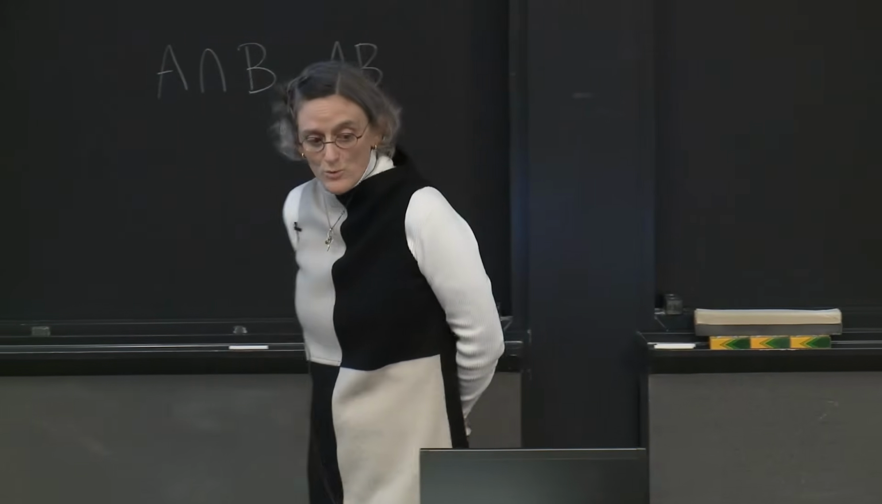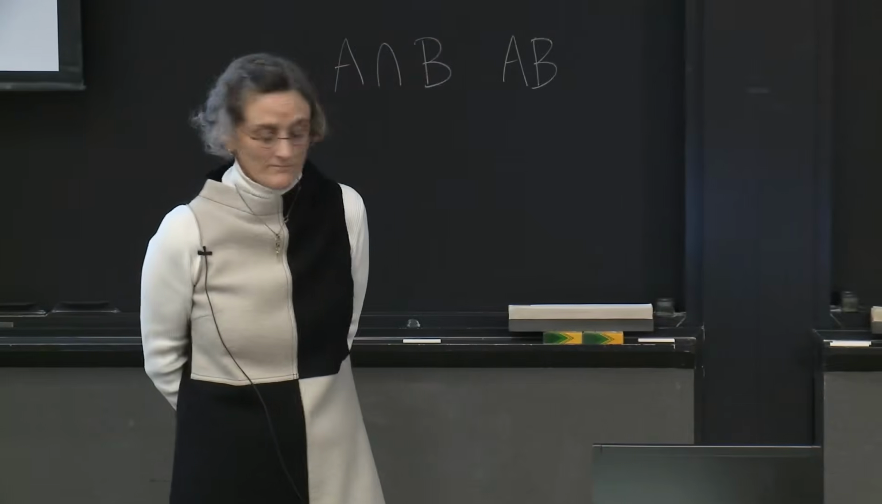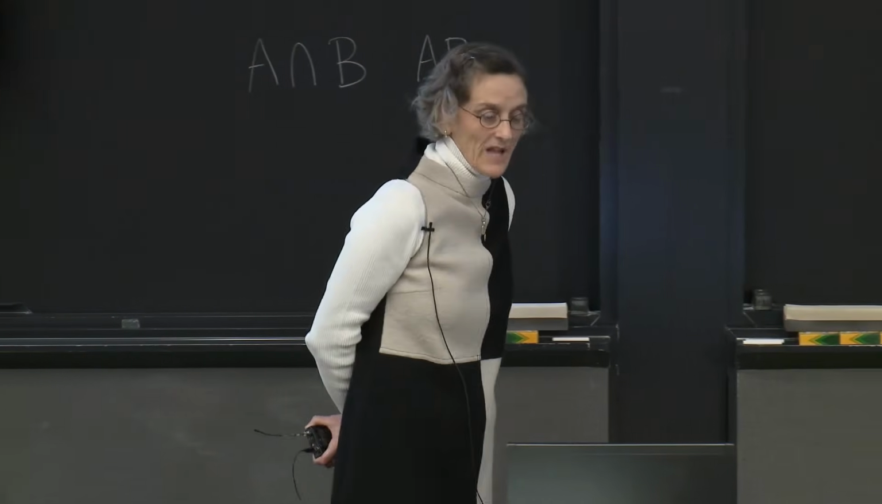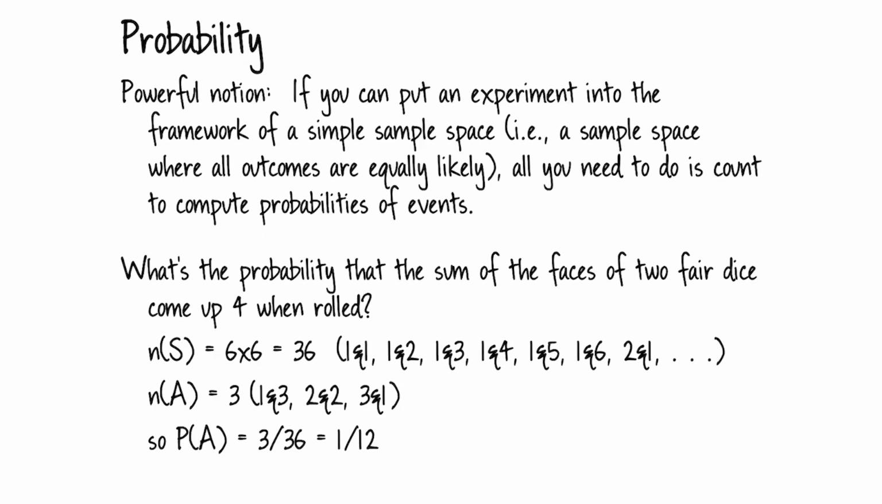Okay. So let me do a very simple example first. Let's suppose I roll 2 fair dice, and I want to compute the probability that the sum on the faces of the 2 dice comes up 4 when I roll them. Well, if I can put this in the framework of the simple sample space, in other words, have every outcome be equally likely, then all I have to do is count all the possible outcomes and count all the outcomes that satisfy my particular event, and I'm done. I've computed my probability. So that's exactly what I do here.